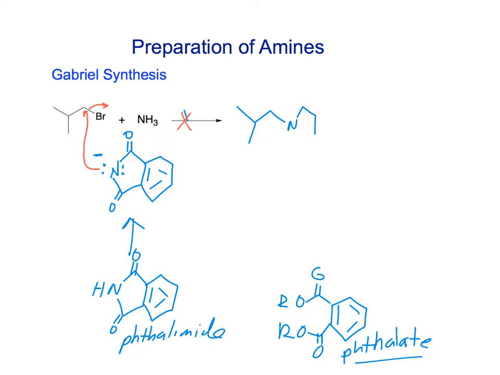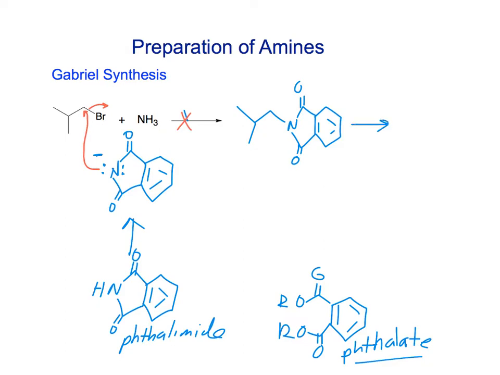And we get this substituted phthalimide. All right, but notice this. It's called an imide because we could just think about it as a diamide, right? It looks like an amide on each side. And so we can do a hydrolysis of this.